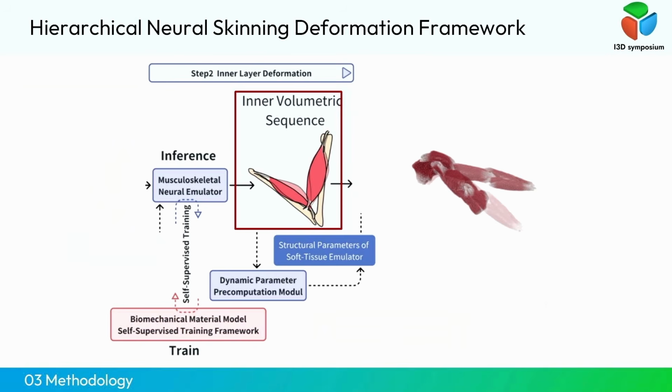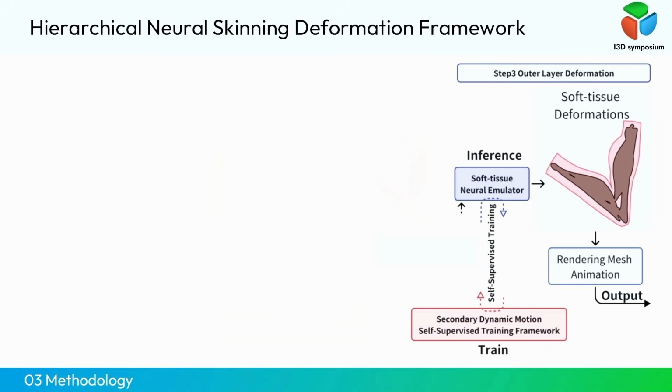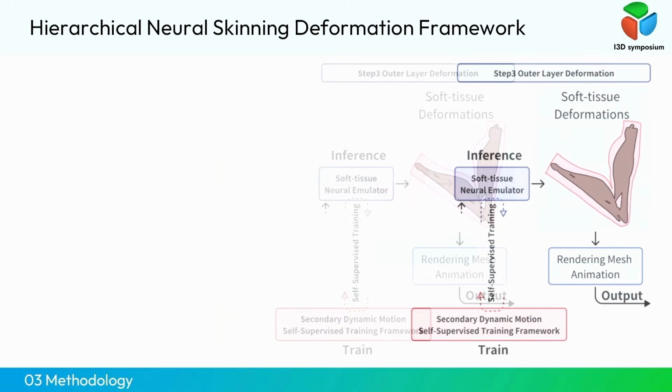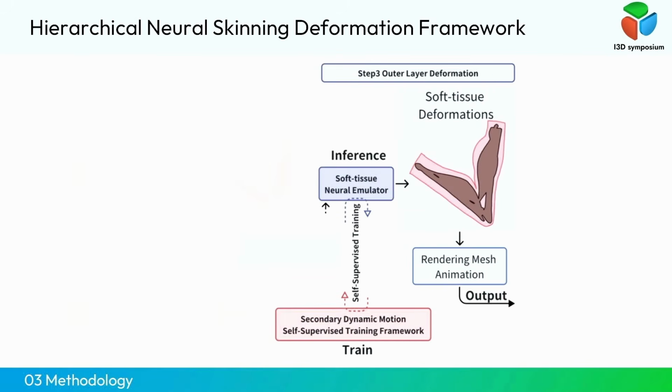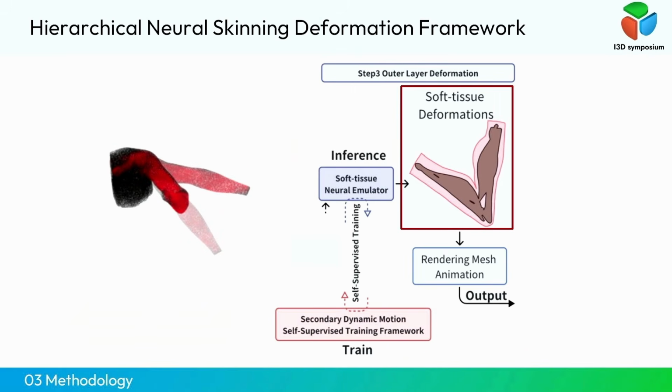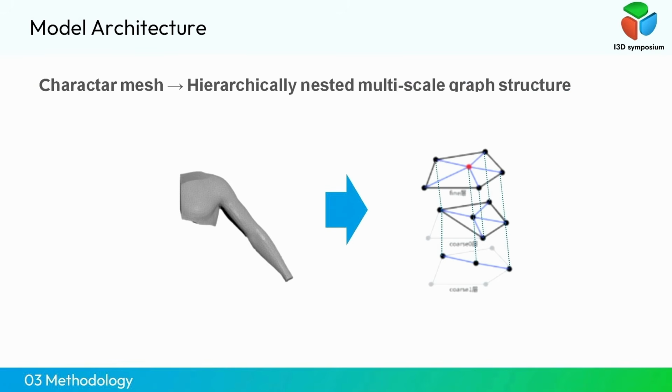It takes skeletal motion sequences and biomechanical material parameters as inputs and outputs the dynamic deformation results of the skeletal muscles. Step 3. Outer layer deformation. The soft tissue neural emulator simulates the secondary motion of soft tissues driven by the movement of the inner skeletal muscles, employing self-supervised learning trained with a physical energy loss function. It takes the inner layer animation and biomechanical material parameters as inputs and outputs the dynamic deformation results of the soft tissues. Next is the model architecture section.